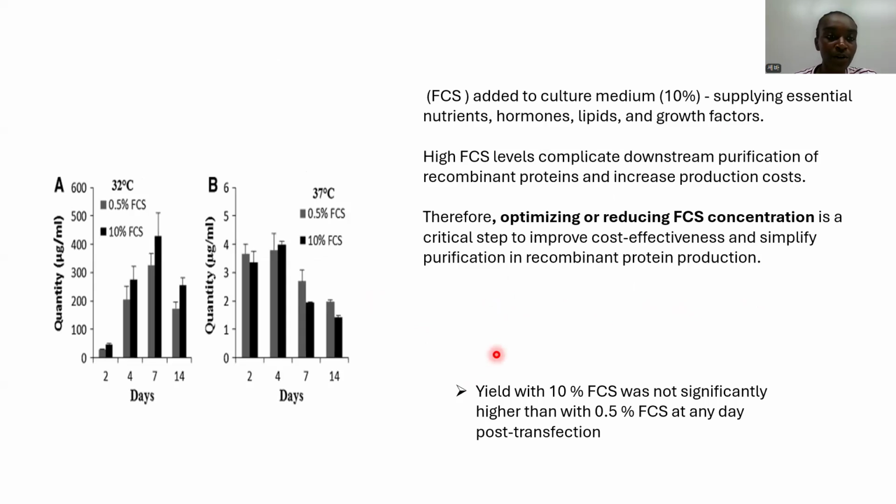The researchers also wanted to establish how the serum concentration affected the yield of the protein. And to do this, they optimized the system at two different temperatures, again 32 and 37 degrees, and used 10% fetal calf serum and 0.5% fetal calf serum at both conditions. Accordingly, it was shown that it did not particularly affect the yield.